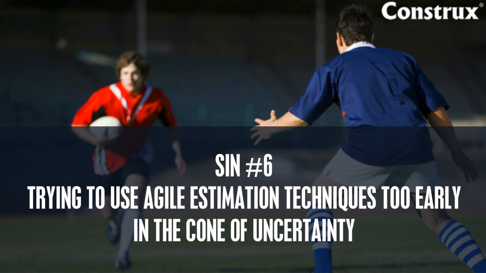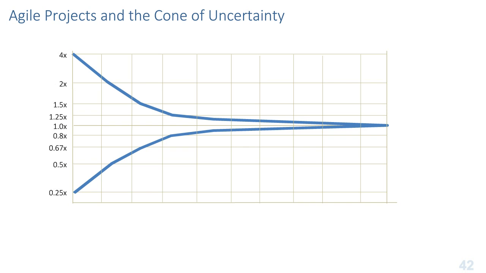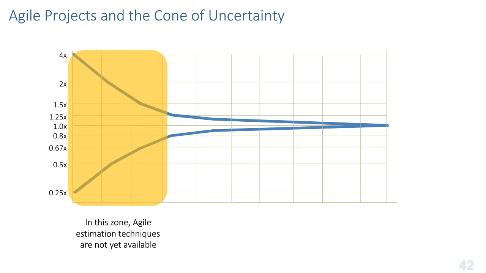Deadly sin number 6 is trying to use Agile estimation techniques too early in the cone of uncertainty. And this is kind of a key point, is that in the very wide part of the cone, we really don't have Agile estimation techniques even available. We don't have enough detail to do story points. We don't necessarily have an intact team at this point. The team hasn't done iterations, so we can't actually observe velocity during those iterations.